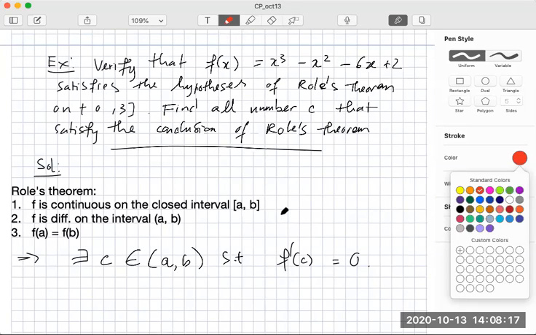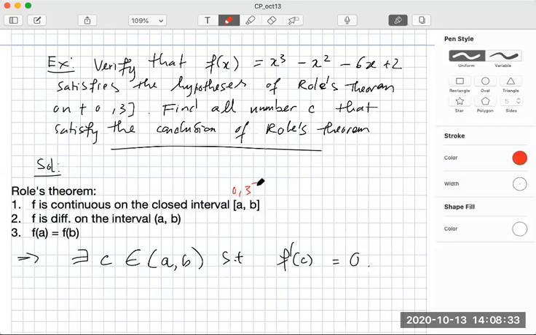Yes, and why? Yeah, same story. Polynomial is continuous, differentiable in R. And this is a small interval in R, so therefore it's satisfying, from 0 to 3. Very good. And the same story, it is differentiable from 0 to 3. Okay.